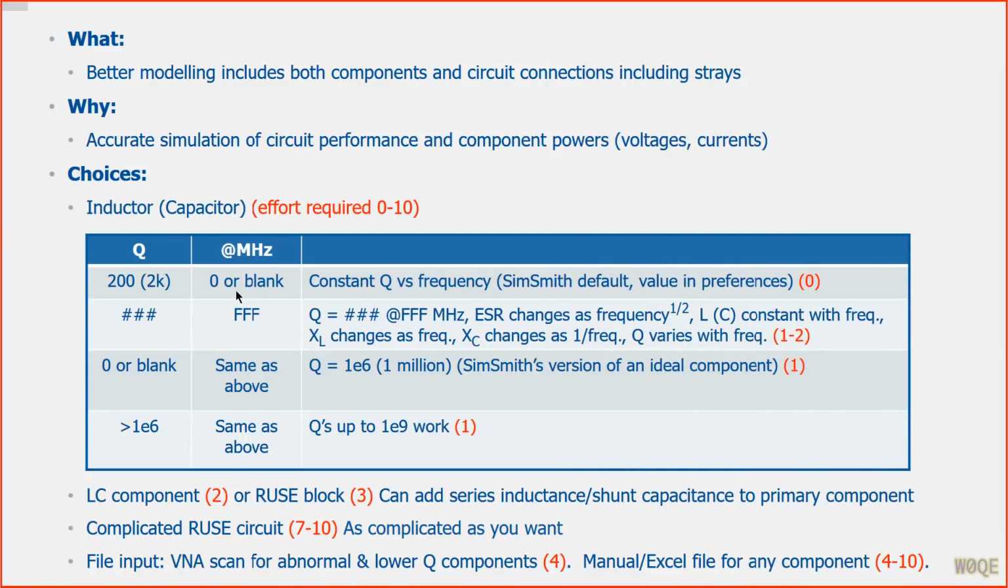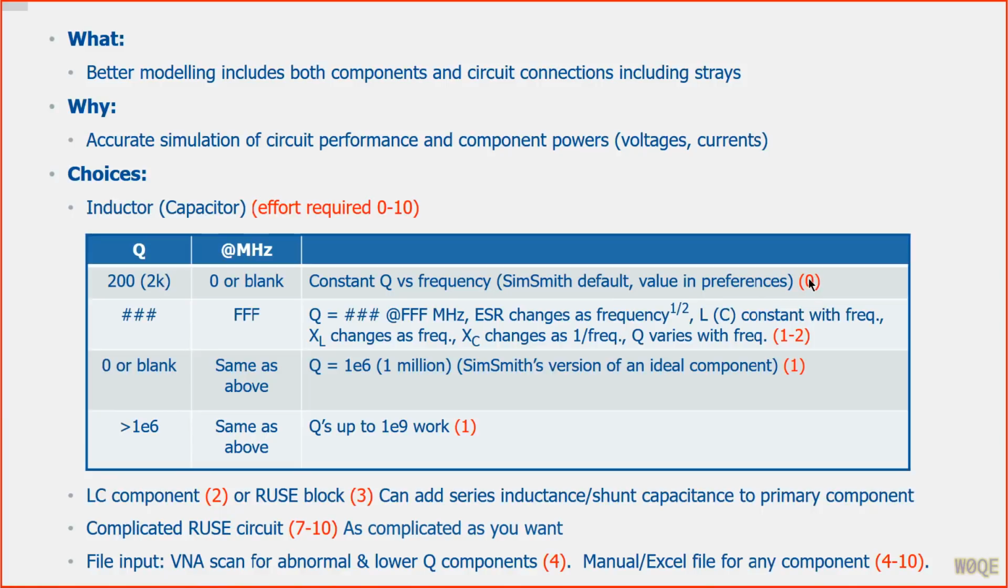And with two parameters, we have a couple of choices. The first choice, which is the default for SimSmith, is a Q of 200 for an inductor, 2000 for a capacitor, nominally, unless you change it. And the frequency is set at 0. 0 means it's constant frequency. So it's constant Q versus frequency. This is the SimSmith default, and it costs us nothing to do.